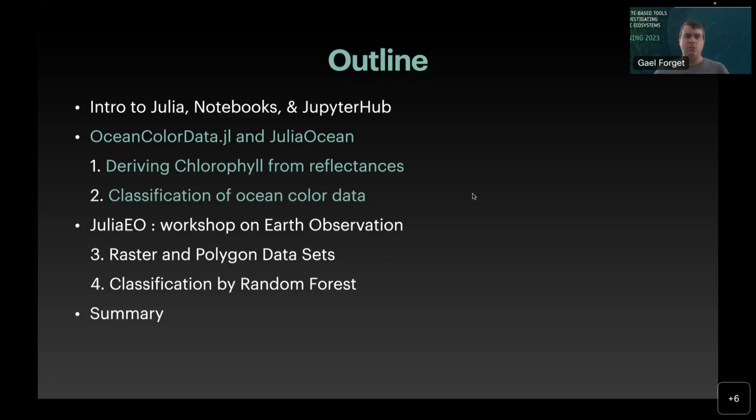So with this, I'm going to move on to the next part. We're going to talk about ocean color and how to use it in Julia. Specifically, I'm going to show you 2 notebooks. One will be on deriving chlorophyll from reflectance variables, a topic that has been covered from the theory side in previous lectures. And then the second notebook in this part will deal with the classification of ocean color data, also a topic that you should be familiar with at this stage.